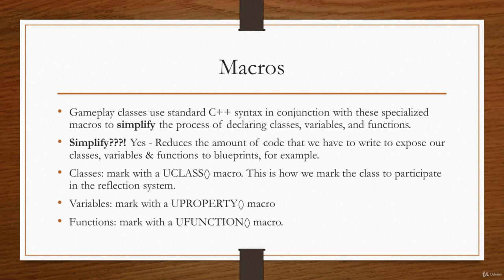So classes, you mark with the uClass macro. This is how we mark the class to participate in the reflection system. Then you have variables, which you mark with the uProperty macro. These are considered properties, like floats or integers or whatever the case might be. Then you have functions, which of course we can mark with the uFunction macro. As I mentioned, you also have various specifiers, or arguments basically, that you can pass in, and we'll see those as we go along.